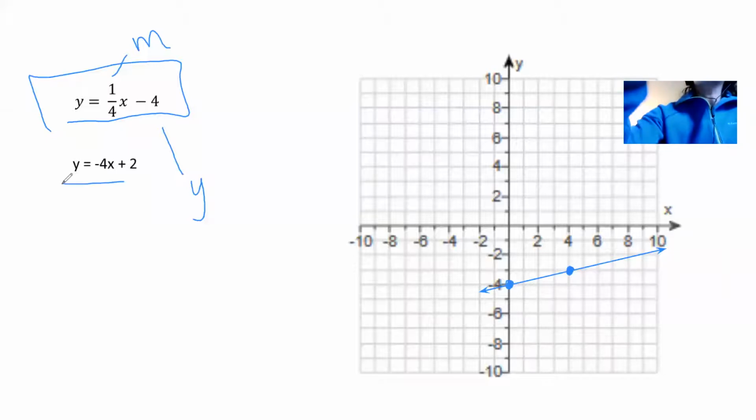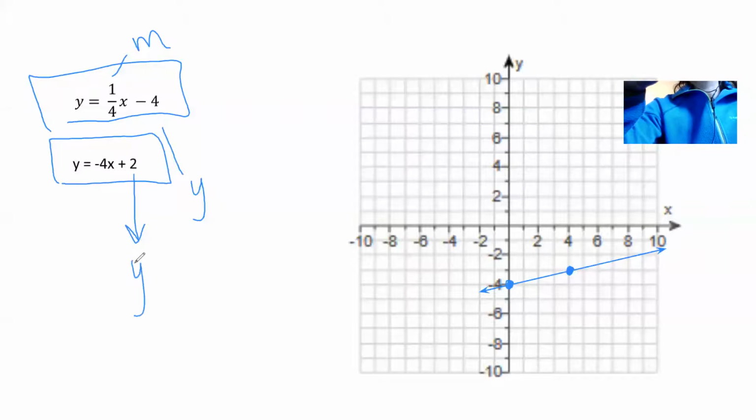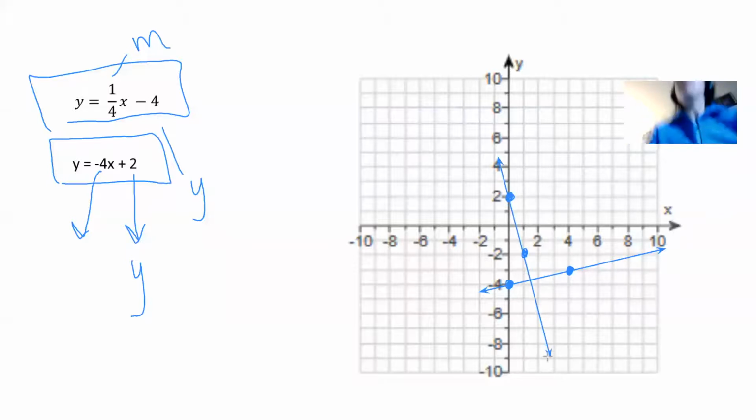Then my next one here, my y-intercept is 2. Okay, so I'm going to go to +2. And my slope is -4. So that means I'm going to go down 4, right 1. And we can see that these lines are indeed perpendicular. We can say it is because we know they're perpendicular. It's actually those slopes that tell us.